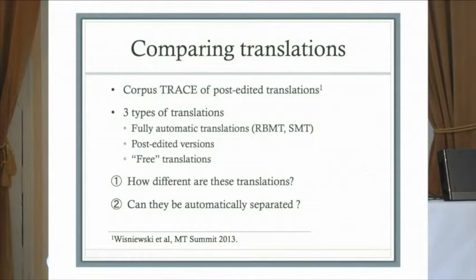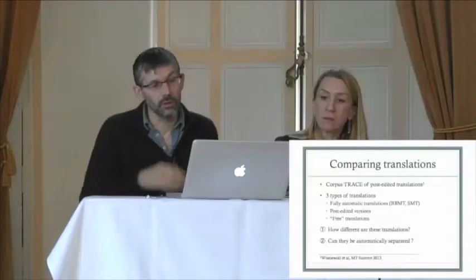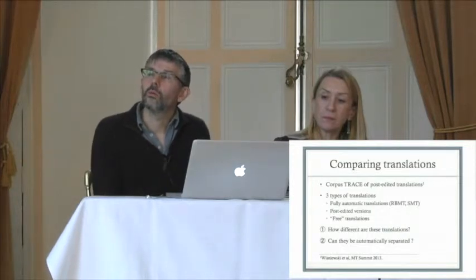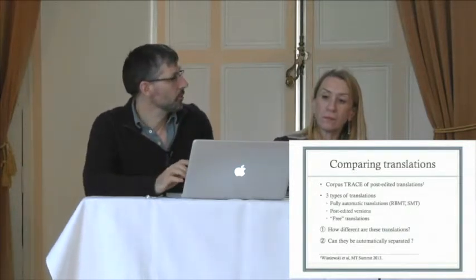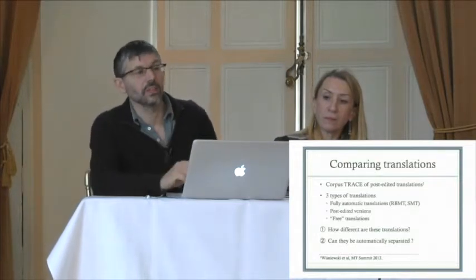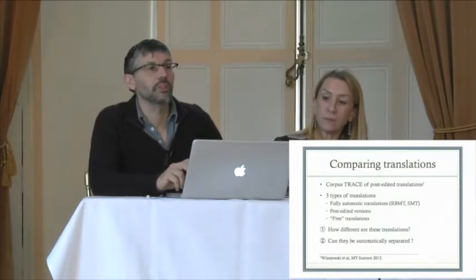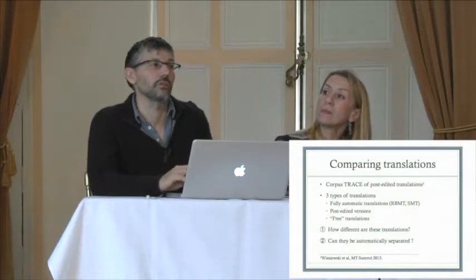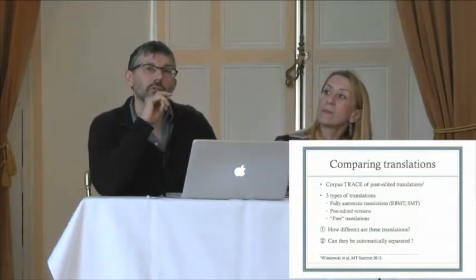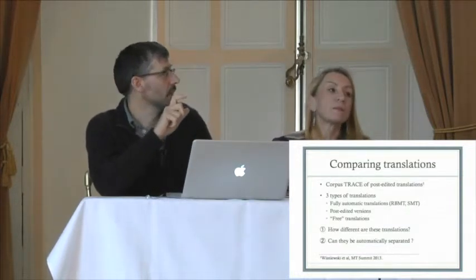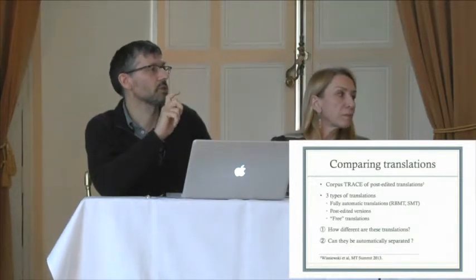So the first experiment we made going in that direction was to try to compare translations from various sources. We compared three types of translations. One set of translations were fully automatic translations from a rule-based system and also from a syntax-based statistical system. We also took post-edited versions of these two systems, and the last set of translations were three human translations of the same sentences. So for 2,000 sentences, we have five different translations. And then we asked ourselves the question, can we distinguish these kinds of translations automatically?